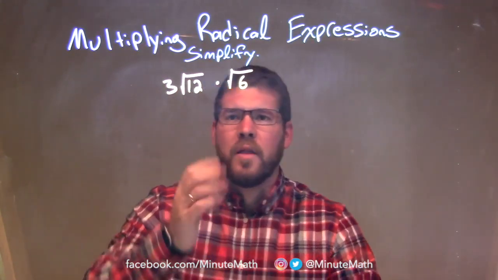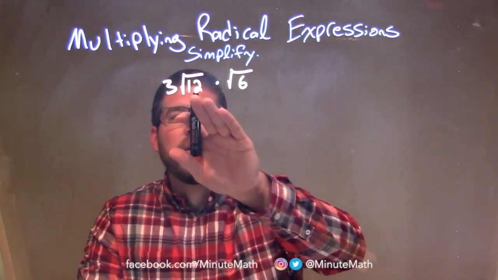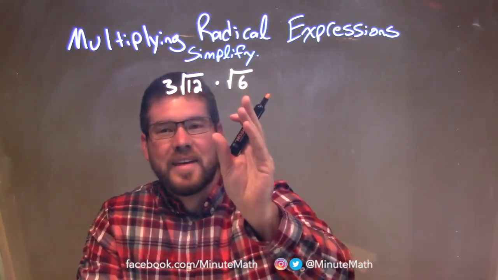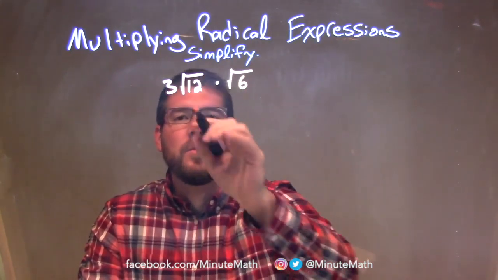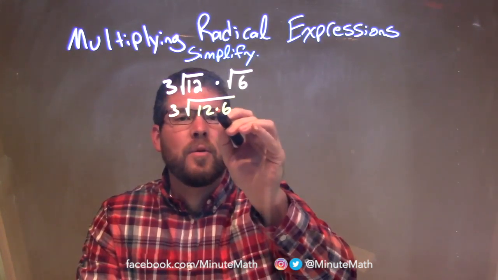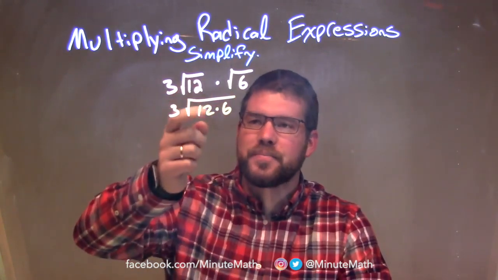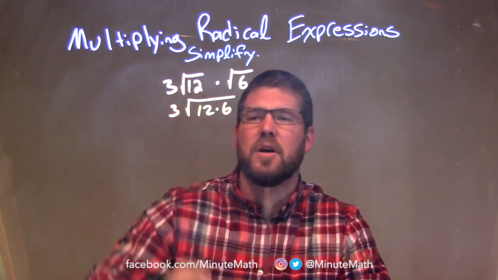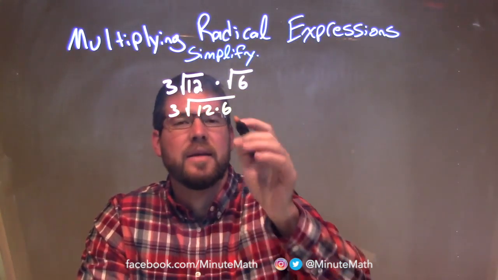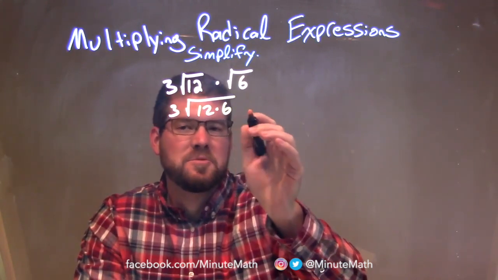Well, one of the joys of having square roots here, at least when we're trying to simplify, is that if we have the square root of 12 times the square root of 6, we can combine those together under one square root. So we have 3 times the square root of 12 times 6. Now what I'm going to do here is break this down, do prime factorization on this. Well, you can multiply 12 times 6 and then break that down, but 12 times 6 is already kind of broken down some, so let's break down each one.